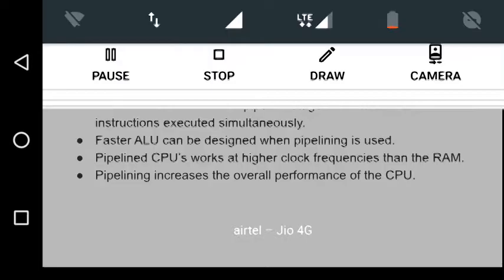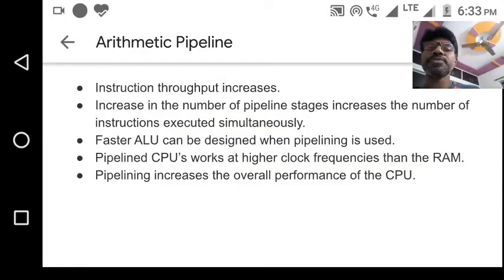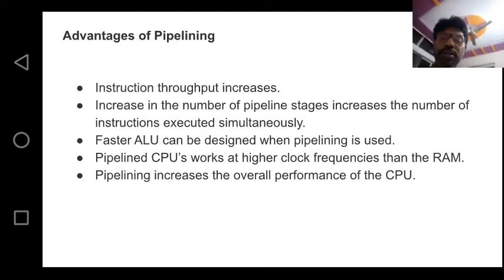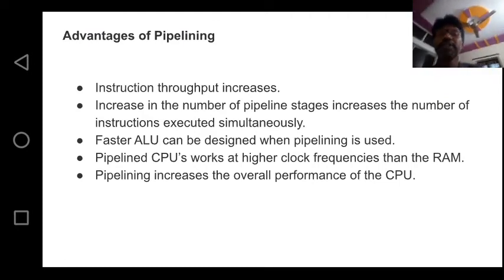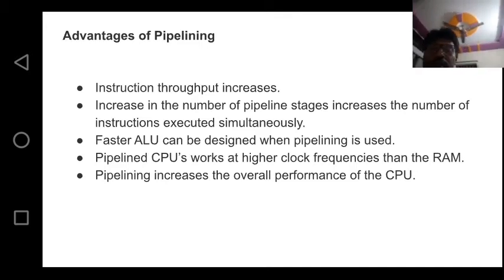Hi all, today we will discuss an important concept called advantages of pipelining. So, all of you know about pipelining, right?